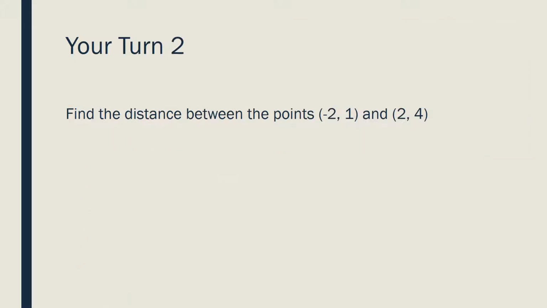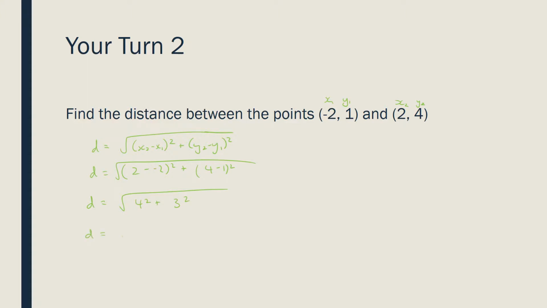Finally, find the distance between these 2 points. Okay, so we have x1, y1, x2, y2, and then we're going to use the same formula. All right, then we're going to have the square root of 2 minus -2 squared plus 4 minus 1 squared, which becomes 4 squared plus 3 squared, the square root of 16 plus 9, and hopefully you can see where this is going. We're going to get 5.